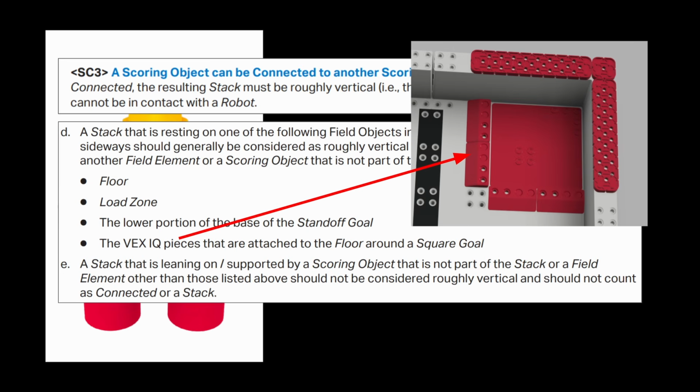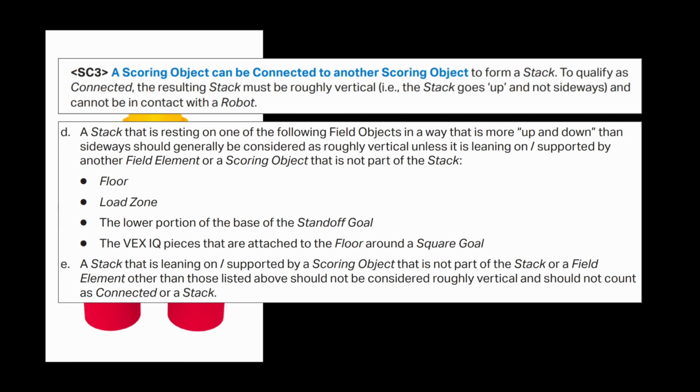Okay, so it's fine for a stack to be resting on any of those, but what happens if a stack is not on one of those four things, like our beam? Well, Clause E says that a stack that is leaning on or supported by a scoring object that is not part of the stack, other than those exceptions listed above, is not considered roughly vertical and should not count. Okay, so it's not considered roughly vertical if it's not on one of those exceptions up above.